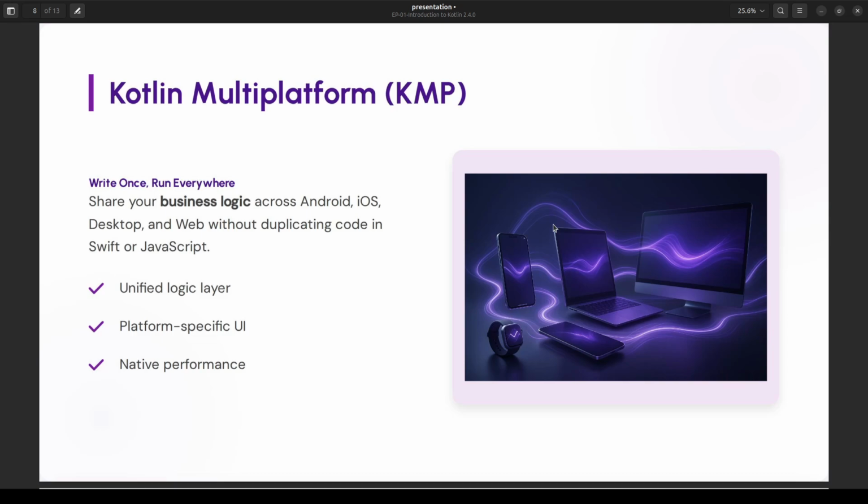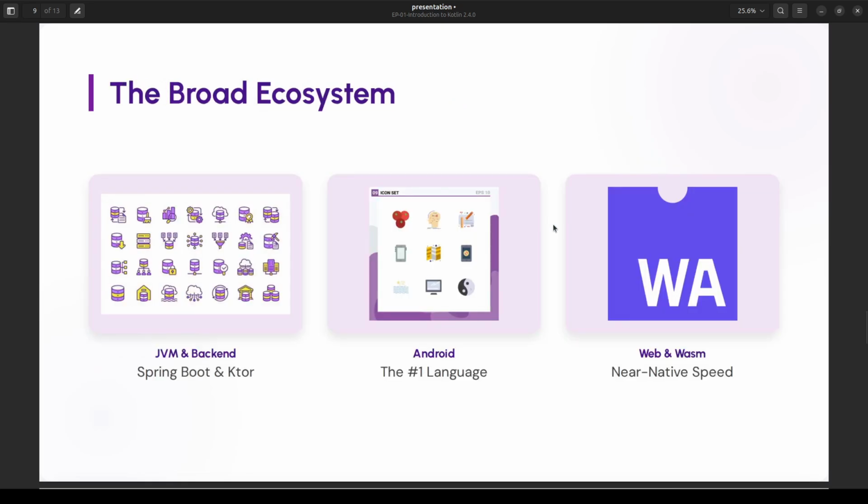And Kotlin 2.4.0 has already been released in 2026, right? And if you're looking for a career in IT, it has a broader ecosystem, because of the JVM and backend. You can go with the backend also, using Spring Boot or Ktor, frameworks for Kotlin. And this is also the number one language for Android, and using KMP you can write cross-platform applications also, with web and native speed.